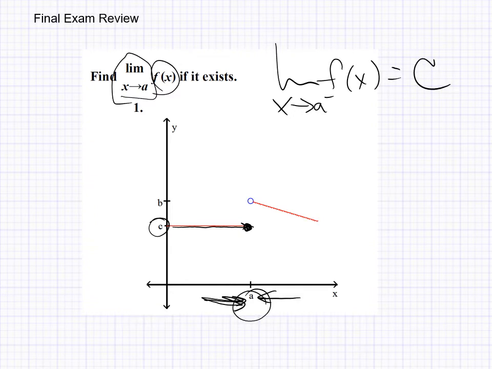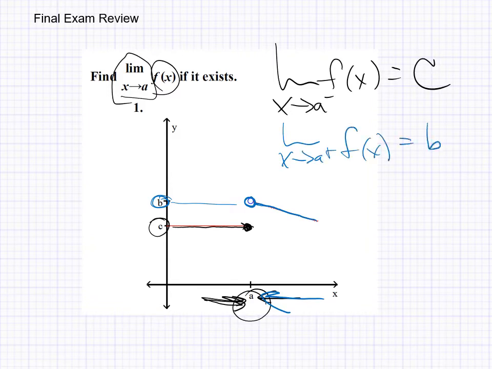Now, if we approach a from the right-hand side here, we're basically traveling along the function this way and getting closer and closer and closer to the y value that's right here, which would be, if you follow it over, b. So the limit as x approaches a from the right for f of x is b.